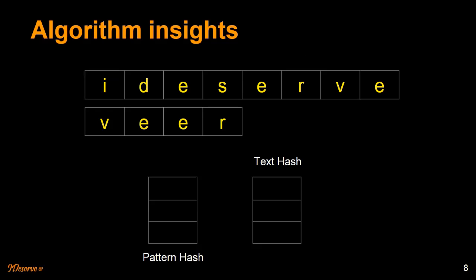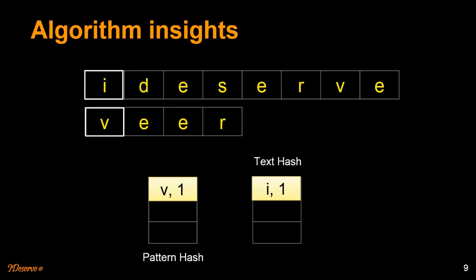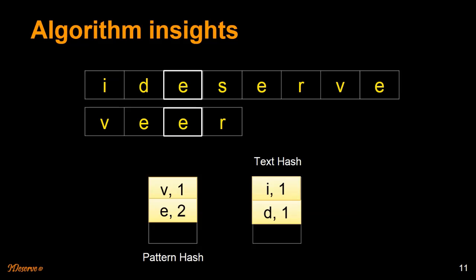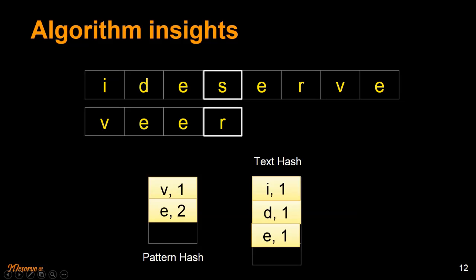Let's start from the first character. Let's populate the pattern and text hash simultaneously. So we have v and I, so we populate v, 1, I, 1. Go ahead, we populate d, 1, e, 1, right? And then we update e here in the pattern hash because we have two e characters, so we update it as e, 2, and then we go ahead and populate e in the text hash as well because we have e in the substring of the text. Okay, so we are looking at only IDES, only the four characters.